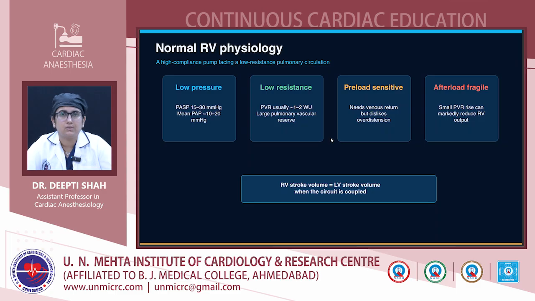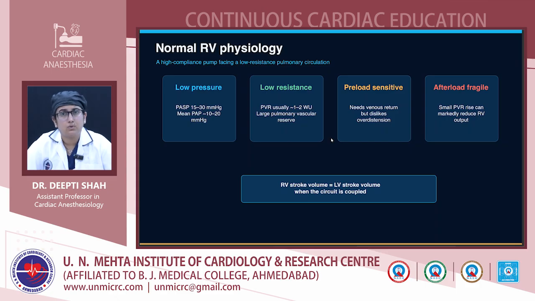The system is also very low in resistance, that is, the PVR is usually around 1 to 2 Wood units, and it has a large pulmonary vascular reserve. Hence the RV is very sensitive to any increase in afterload. It is also a preload sensitive chamber, by which I mean that it needs venous return for adequate functioning, however it dislikes any kind of overdistension.